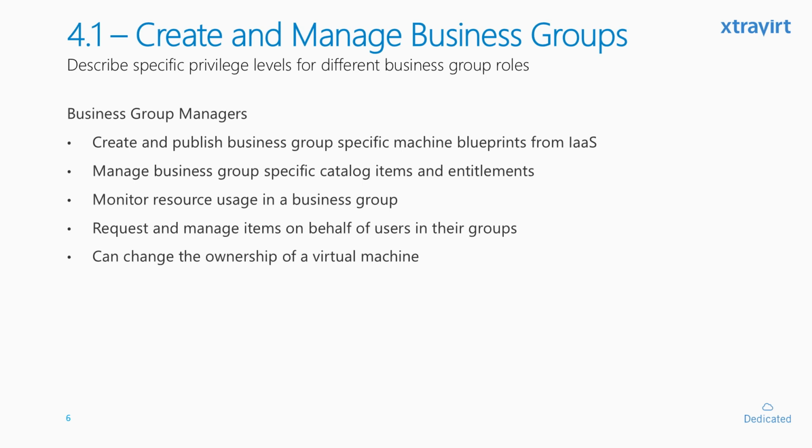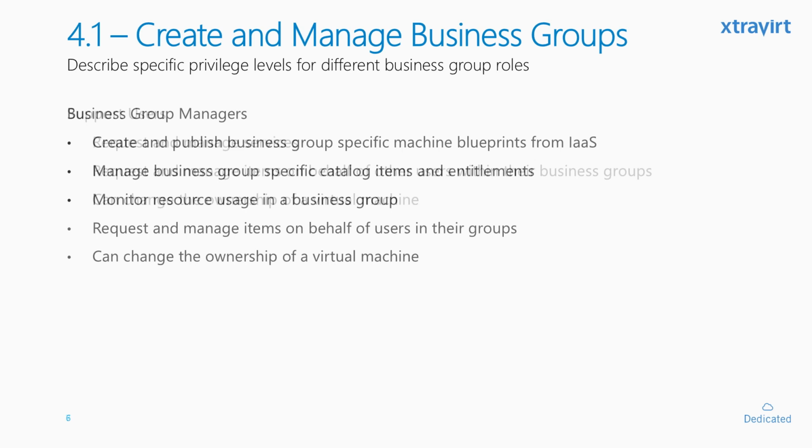So business group managers, they can create and publish business group specific machine blueprints from IaaS. They can manage business group specific catalog items and entitlements. They can monitor resource usage in a business group. They can request and manage items on behalf of users in their groups. They can change ownerships of provisioned virtual machines within their groups.